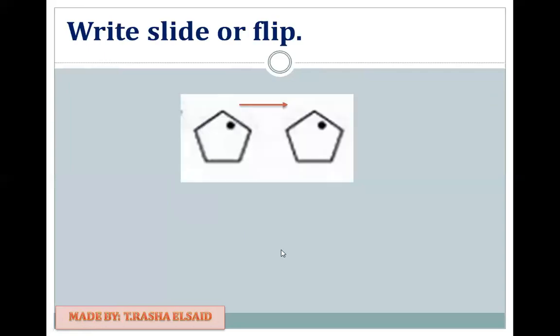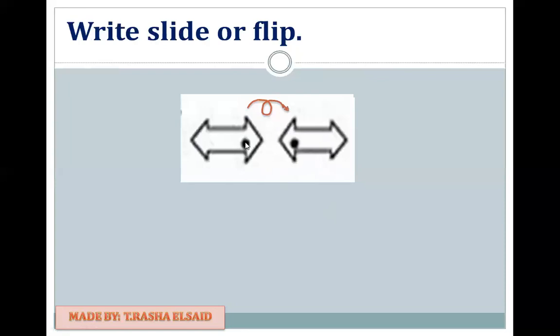Let's take more examples, and you have to say, is this slide or flip? What do you think? This is a pentagon, and this dot appears to the right of the figure. So when I move it, the dot will appear also on the right. So is this slide or flip? This is slide, and this arrow is referring to how I slide the figure. The dot is the same, in the same direction.